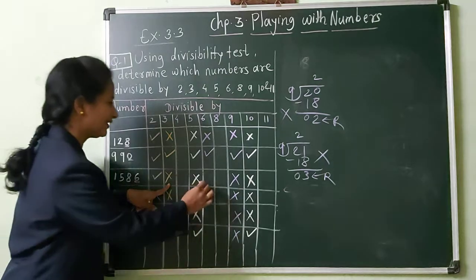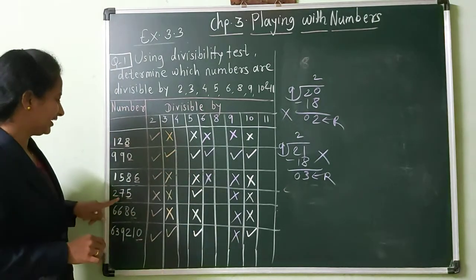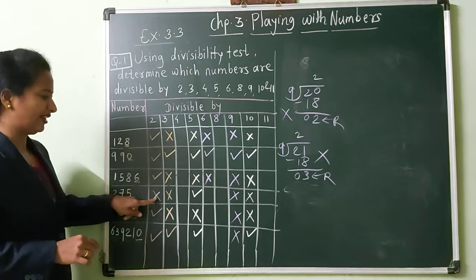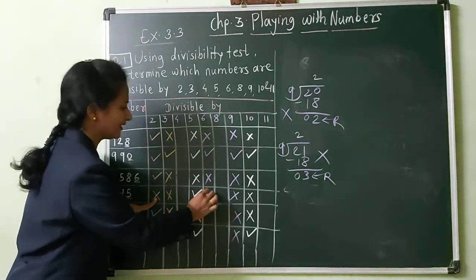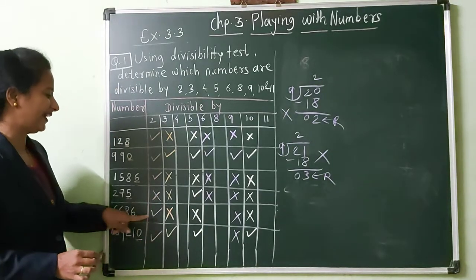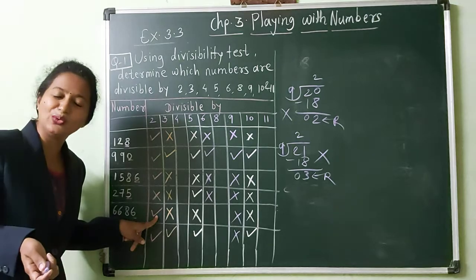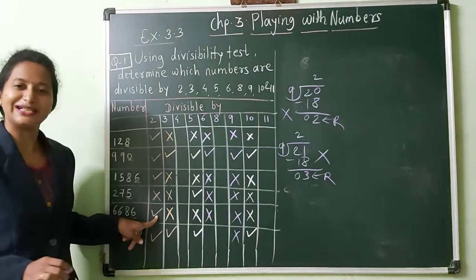That's why this number is not divisible by 6 also as per the rule. See, next number 275 is not divisible by 2 as well as 3. So of course this number is not divisible by 6 also. See the next number 6686 is divisible by 2 but not by 3. That's why this number is not divisible by 6.